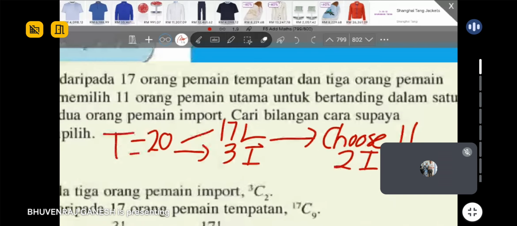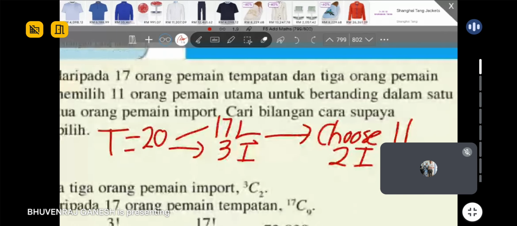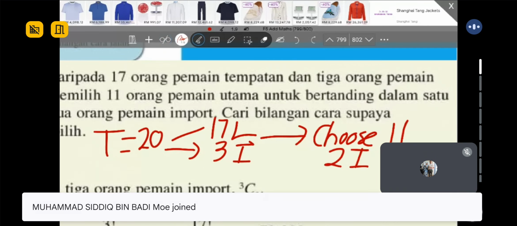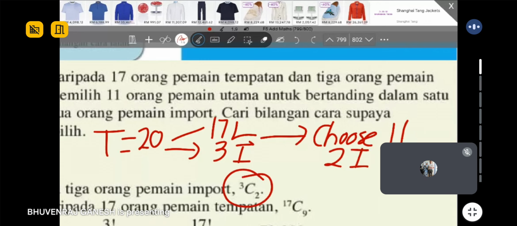So yes, 3C2 times 17C9. Correct. So basically, you got total 3 import players. You want to choose only 2 in your team. So 3C2. And then the remainder, you need to choose 11, right? Total players is 11 in your team. Basic, right, guys? Bola sepak kena ada 11 orang kan dalam satu pasukan.